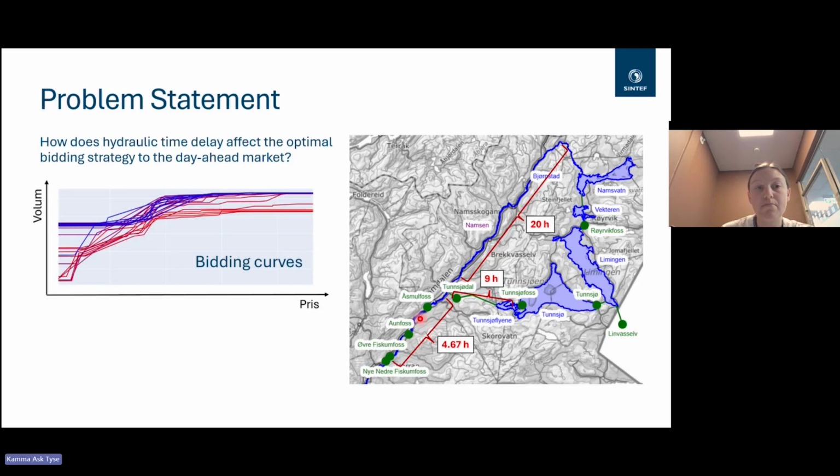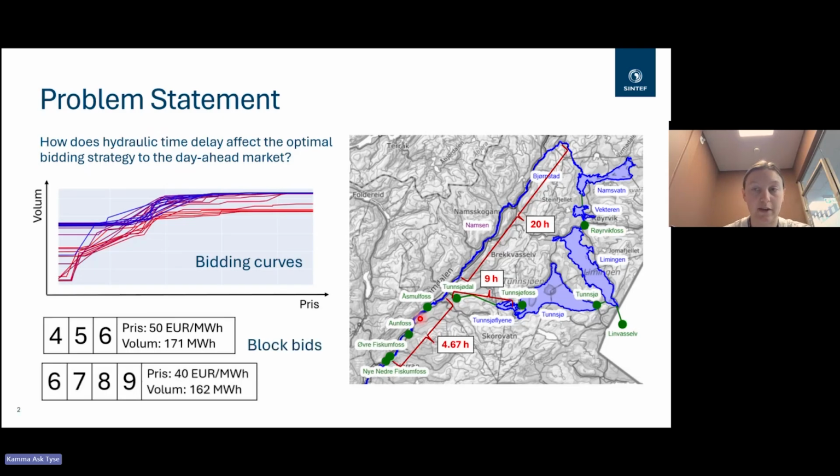But luckily, bidding curves are not the only bidding type that is allowed in the day-ahead market. For example, block bids might be more suitable for accounting for this spatio-temporal relationship when we have time delay. In a block bid, the production volume for several consecutive hours can be submitted together as one group that is either accepted or rejected as one unit.